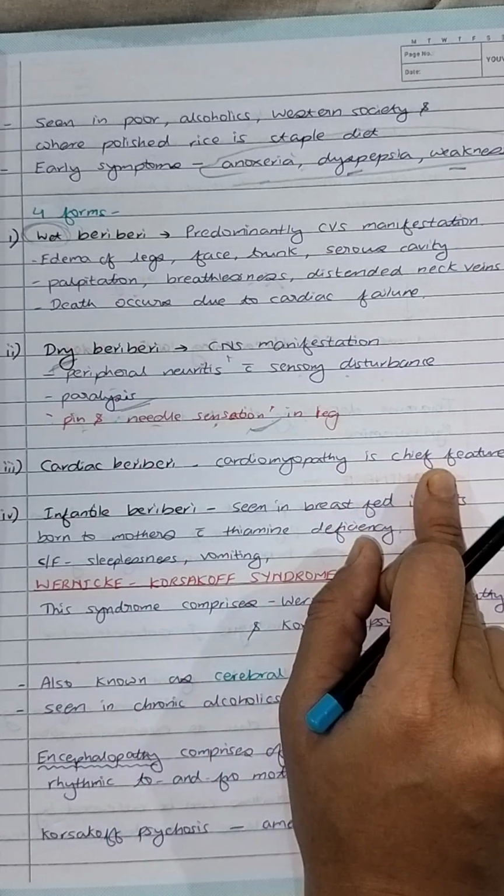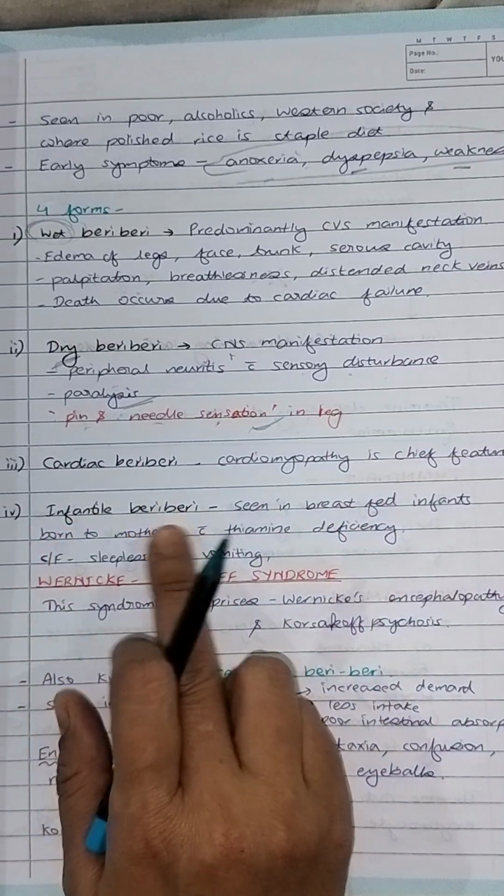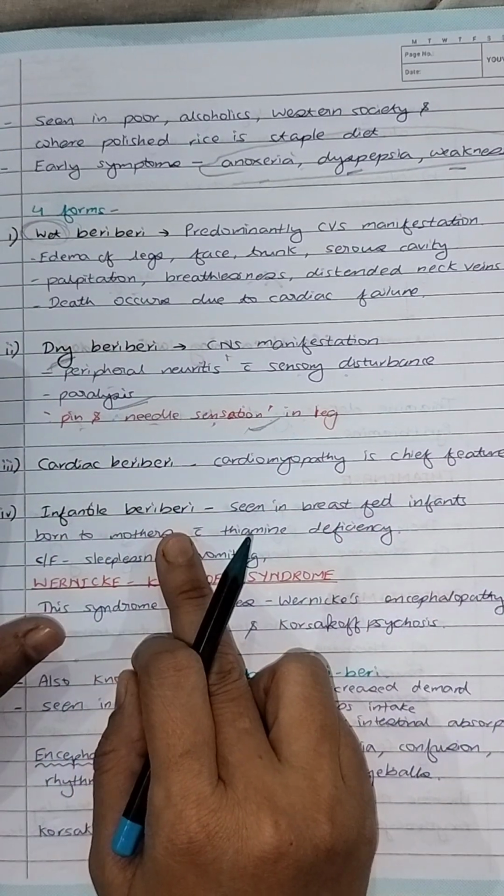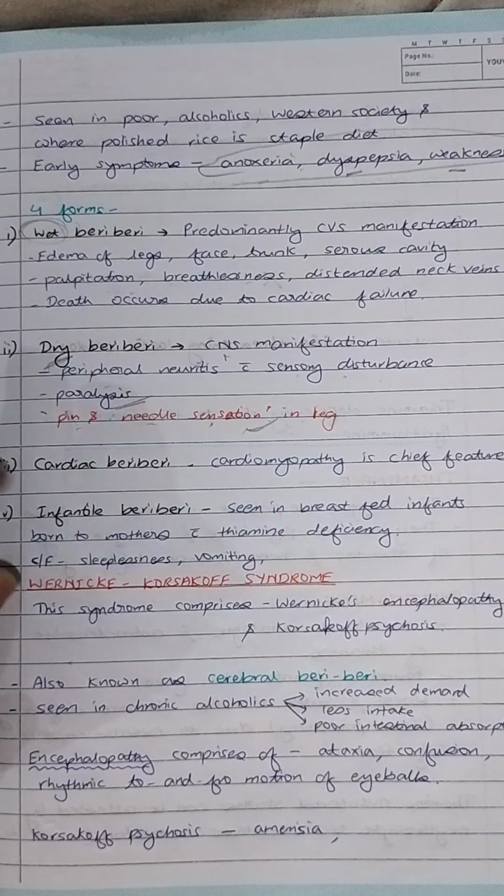Then another one is cardiac beriberi. Here cardiomyopathy is the chief feature. The next one is infantile beriberi. So four forms are there: wet, dry, cardiac, and infantile.